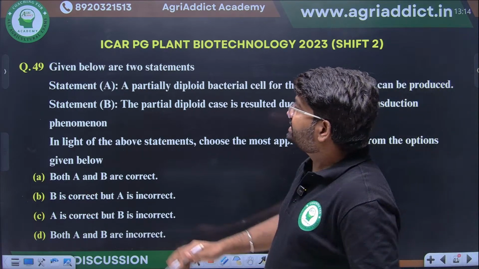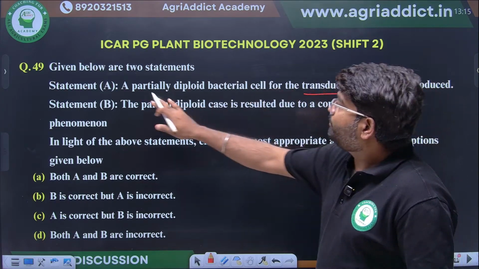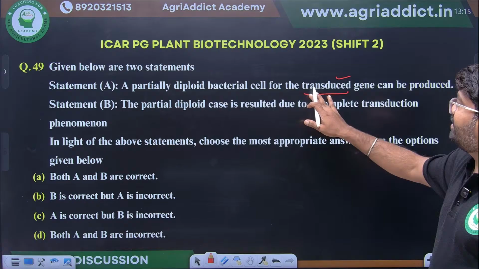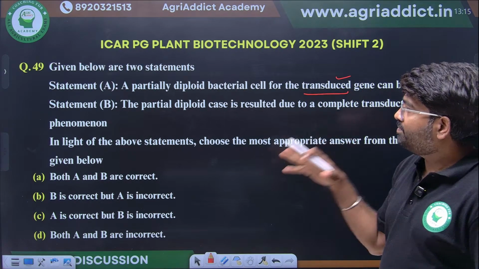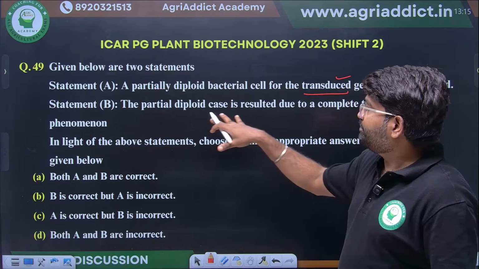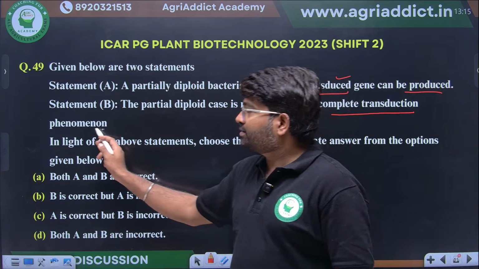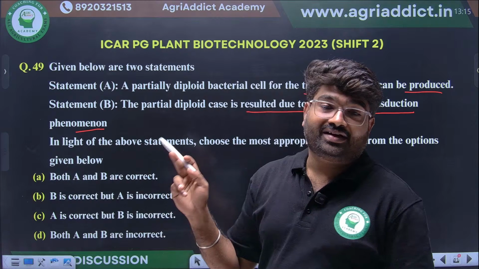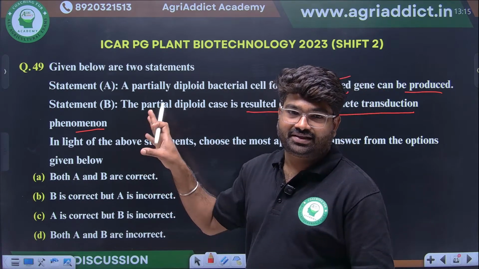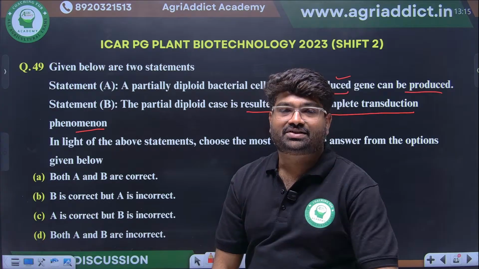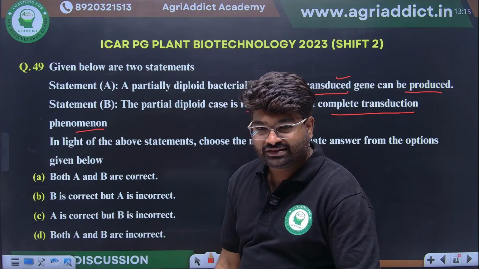Given below are two statements. A partially diploid bacterial cell for the transduced gene can be produced. The partial diploid case results due to complete transduction phenomena. The same question they have asked in 2023 shift 1, just by changing the sentence. Generalized transduction means what, like that they have asked. These both are correct only. Yes, option A is the right option.